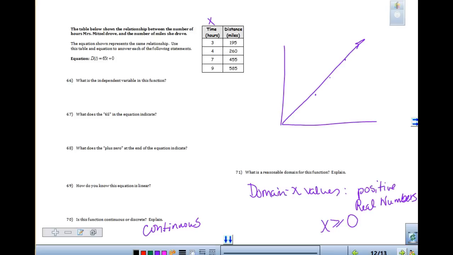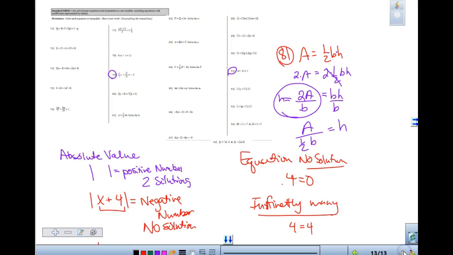Other questions from the review? No. Other questions from the review? Great. Okay, so domain and range of functions, these were some of the ones that we went through in the other class.